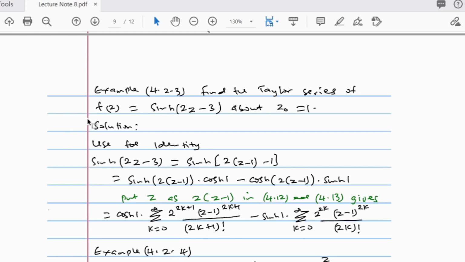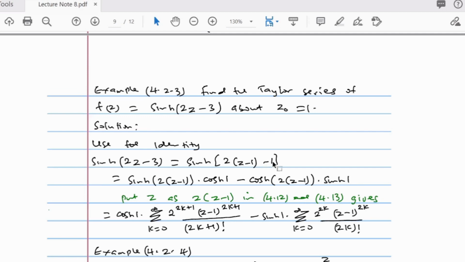So for example, I want to find the Taylor series of f of z equals sinh of 2z minus 3 about z naught equals 1. I don't want to use 4.7 and 4.8. I want to use any of my established series. Okay, look at what I will do now. For sinh of 2z minus 3, I can write 2z minus 3 as 2 into z minus 1, minus 1.